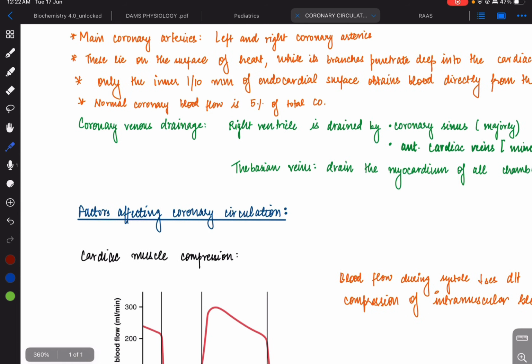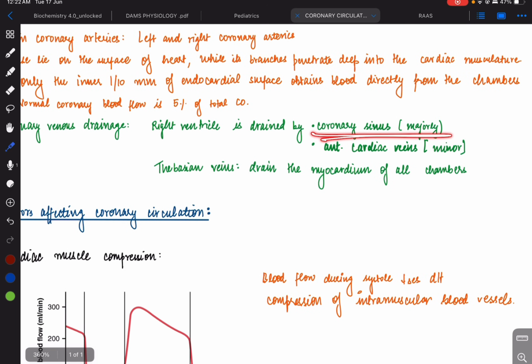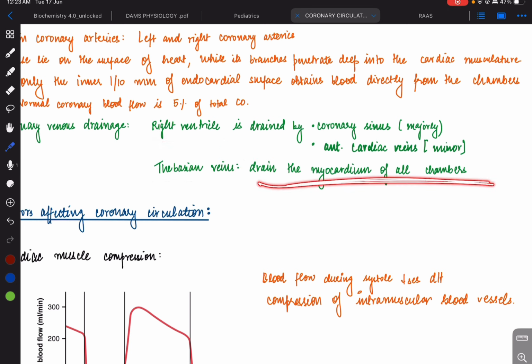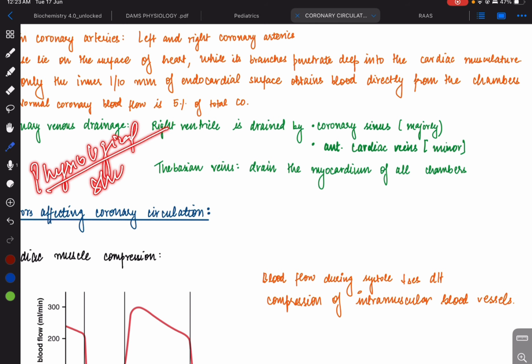Another thing we need to know is that the normal coronary blood flow is 5% of the total cardiac output. The coronary venous drainage is usually through the coronary sinus, which mainly drains the left ventricle, and the right ventricle is also drained by the anterior cardiac veins. We also need to know about the Thebesian veins, which drain the myocardium of all the chambers, and drain into all the chambers of the heart and form the physiological shunt. You'll read more about this in respiratory physiology, so we won't discuss it here.